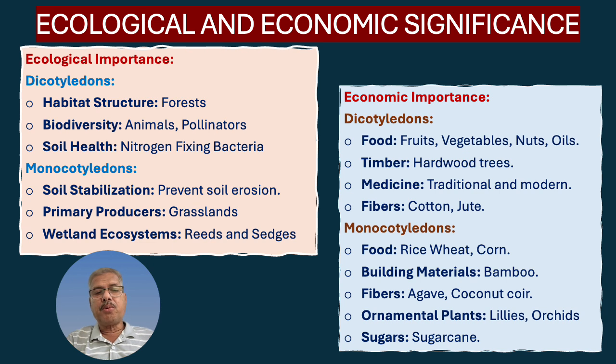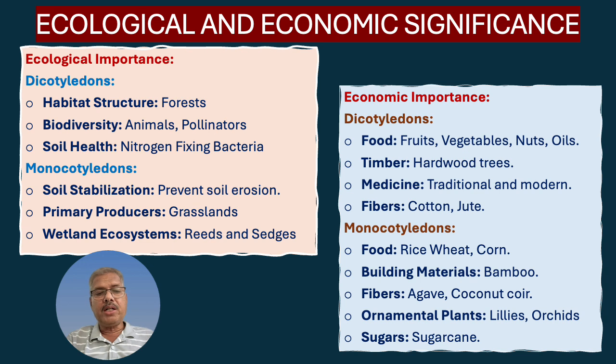Economically, dicotyledons provide a vast array of resources that are indispensable to human life. Many staple food crops, including fruits, vegetables, and nuts, are dicots and are sources of essential cooking oils like soybean and sunflower. Hardwood trees provide valuable timber for construction and furniture, and numerous medicinal plants are dicots, contributing to both traditional and modern medicine. Additionally, dicots provide fibers like cotton and jute.